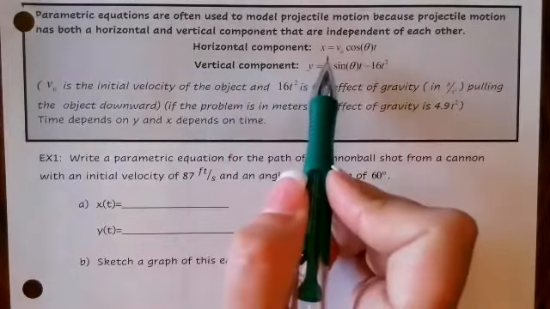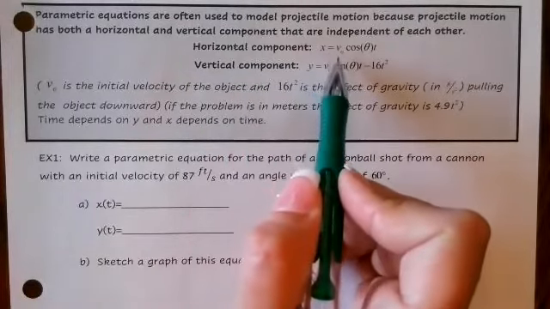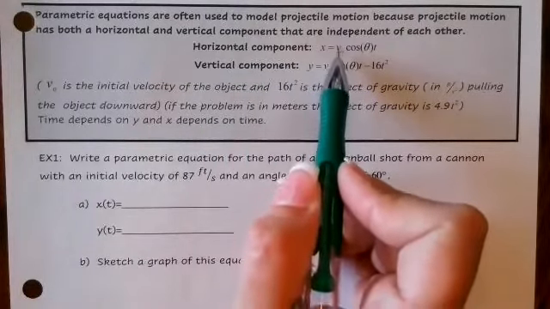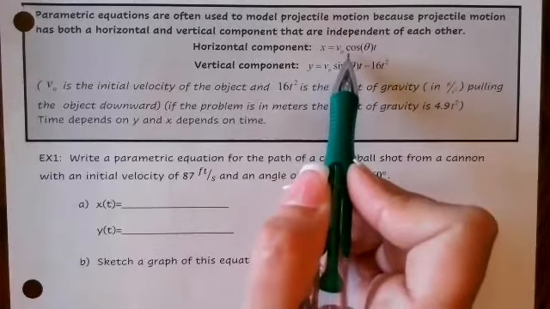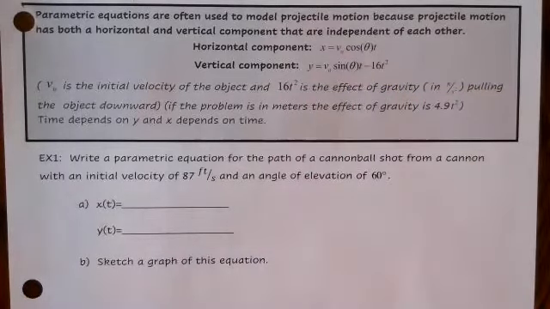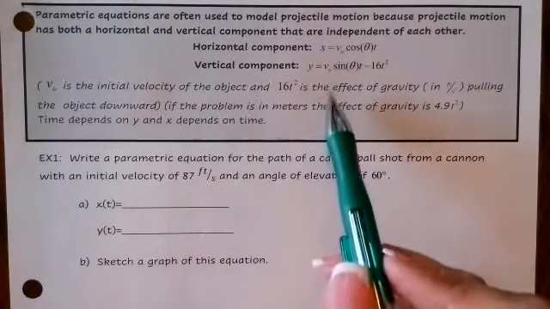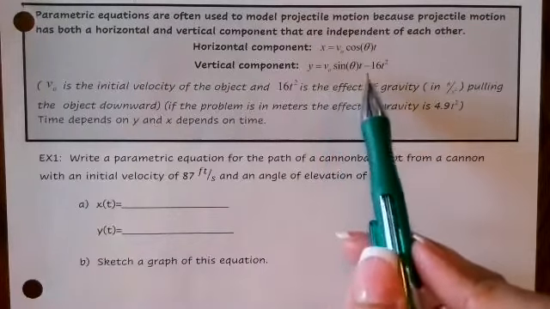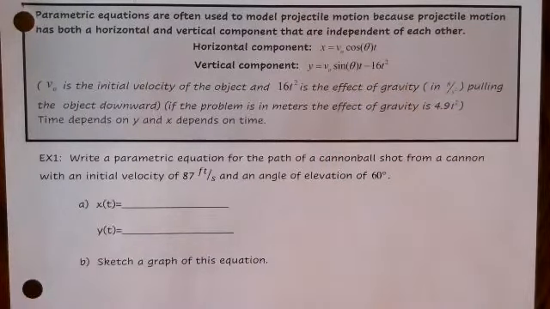For the horizontal distance, we've got x equals v naught, which is the initial velocity, times the cosine of theta, which is going to be our angle, and then times t. For our vertical component, they've got v naught times sine of theta times t minus 16t squared.